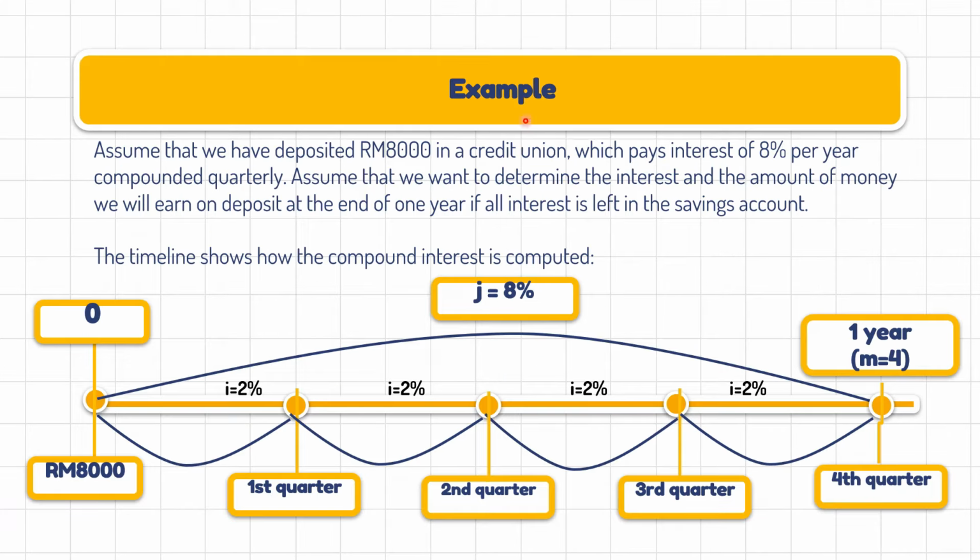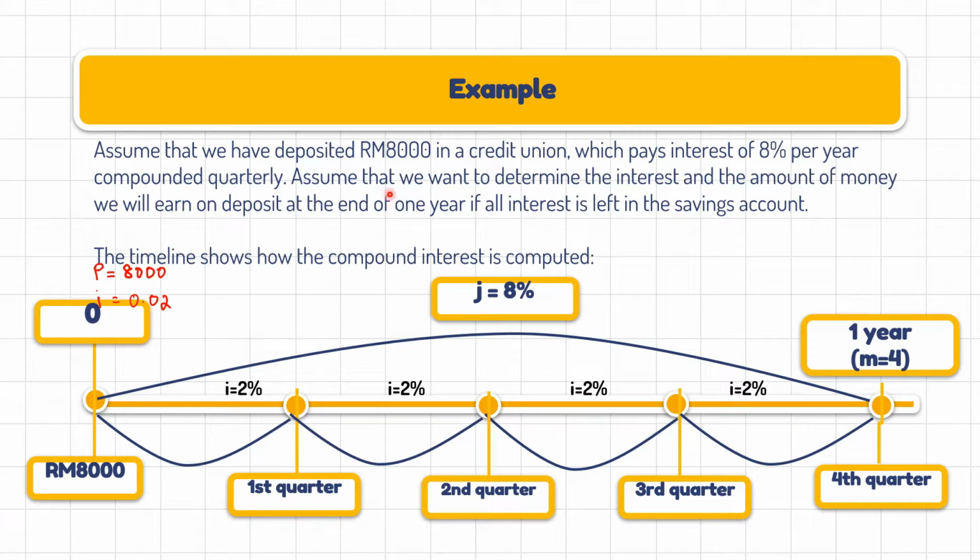Let's look at this example for better understanding. Assume that we have deposited RM8,000 in a credit union, which pays interest of 8% per year compounded quarterly. Assume that we want to determine the interest and the amount of money we will earn on deposit at the end of 1 year, if all interest is left in the savings account.